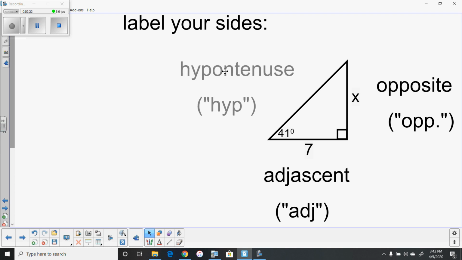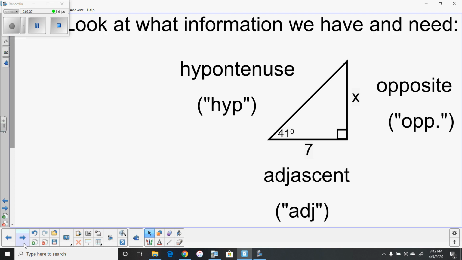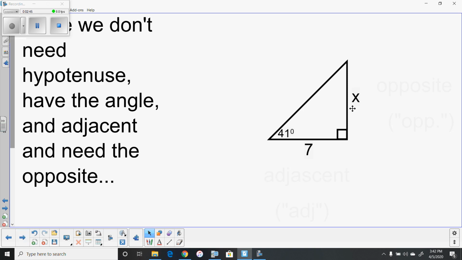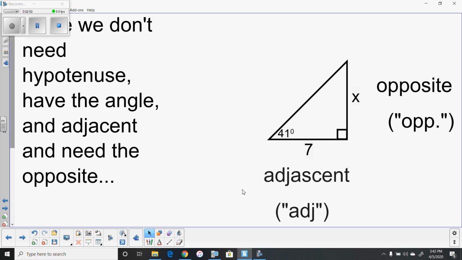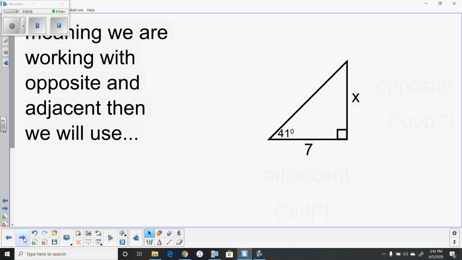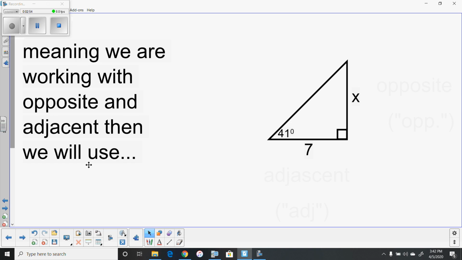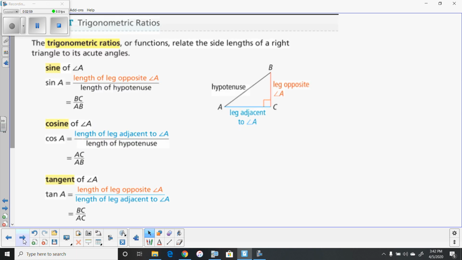And of course, the hypotenuse, which you already knew, is the long side of a right triangle. Well, we don't really need that one in this case, do we? So the only information that we have and need is the opposite and the adjacent. So what we then want to ask ourselves is which one of those trig ratios use opposite and adjacent. So we go back to this diagram. Let's see. I see this one, tangent, is the opposite and adjacent.